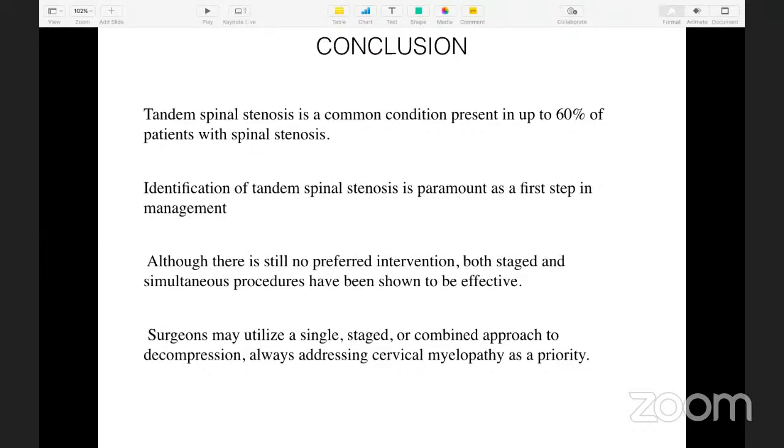And if you want to tackle both, again, the option is to do it in one go, but you have to consider the overall safety of the surgery and the overall fitness of the patient to undergo a long surgery. So this is where it lies. So you really need to judge the tandem canal stenosis and give priority to the cervical spine whenever you see one. That is where I think.